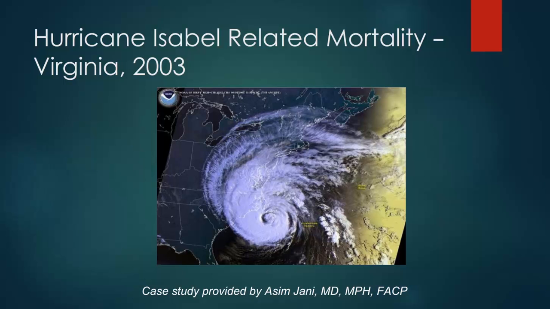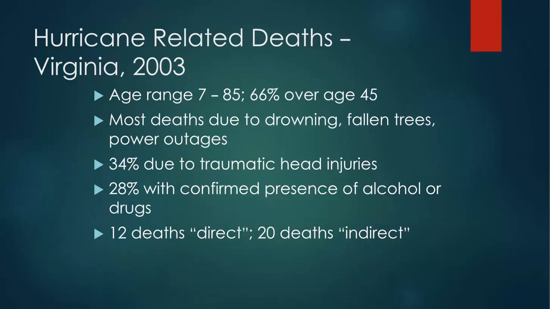In the state of Virginia, 32 deaths were associated with this hurricane. Among the deaths, the ages ranged from 7 to 85 years old. 66% were over 45. Most of the deaths were due to drowning, fallen trees, and power outages, while about a third were due to traumatic head injuries. In 28% of the deaths, alcohol or drugs were present. 12 deaths were a direct result of the hurricane, and 20 deaths were indirect.